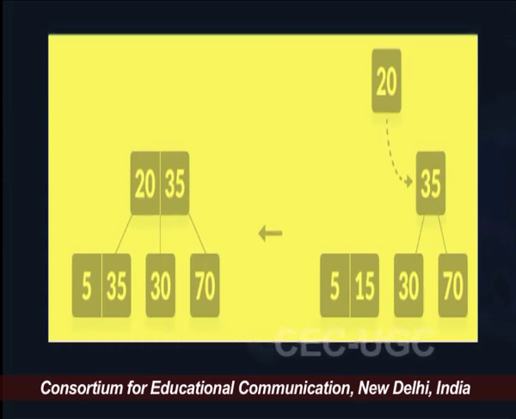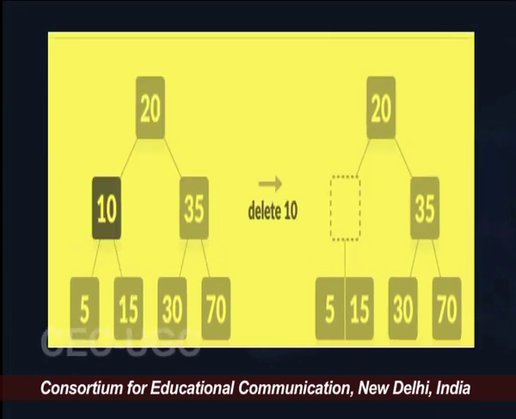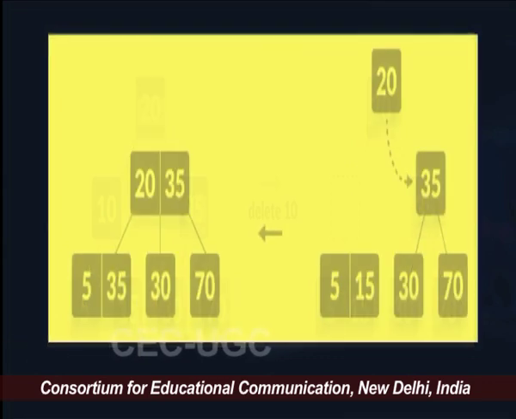Then we have 5 and 15 on the left of the 20. On the right of 20, if you can see, it is 30, and on the right of 35 it is 70. So, what has actually happened? When we started initially, the tree was having 3 levels, but as we have deleted 10, one level of the tree has actually shrunk, and now we have only 2 levels. So, this was actually the case where the height of the tree shrinks.